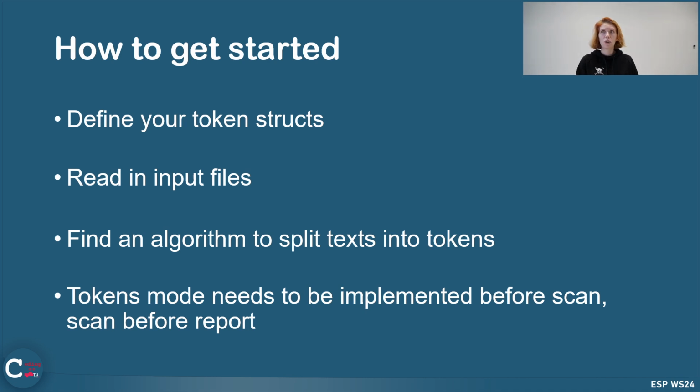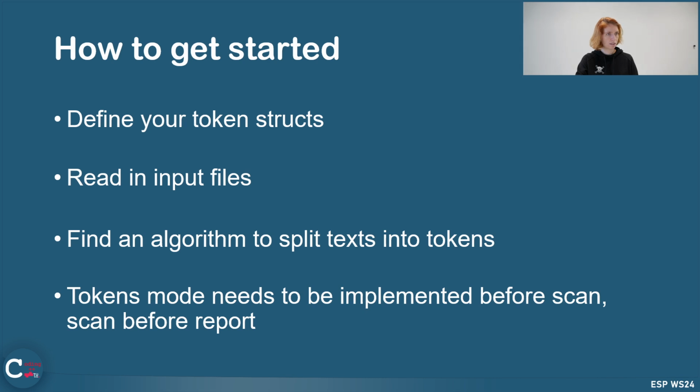All right, so how should you get started with this assignment? First of all, you need to define your token structs. You need to think about how you want to store them, in what kind of data structure. And then you need to read in the input files and find an algorithm to split the text into tokens. And as I said already, the tokens mode needs to be implemented before the scan, and the scan before the report, because they build on each other. Yes, I think that's it for the explanation.